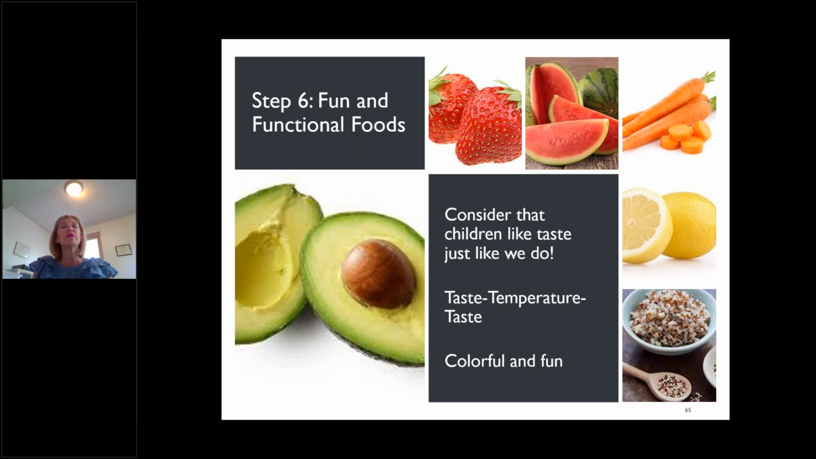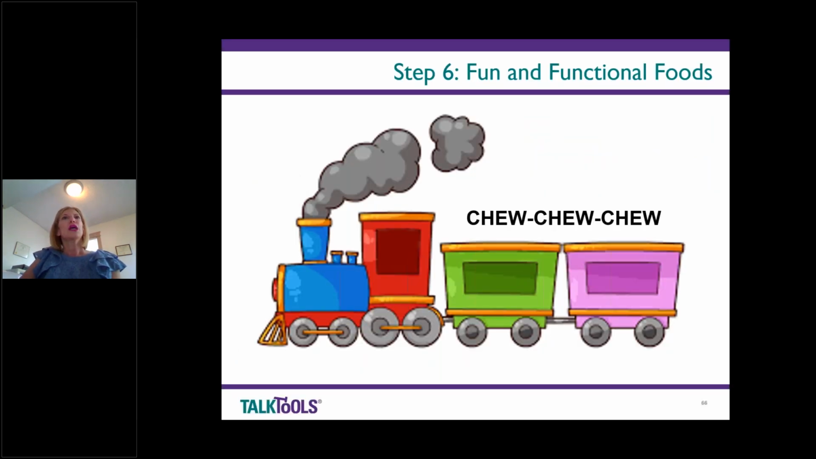So you can do farro and barley, things with different textures that have a lot of different flavors. Chew, chew, chew. One of the big ways that orofacial development is guided is through the jaw. The jaw is so important, and they didn't talk much about it in my undergraduate or graduate school training. But the more opportunities to be exposed to different textures of food.